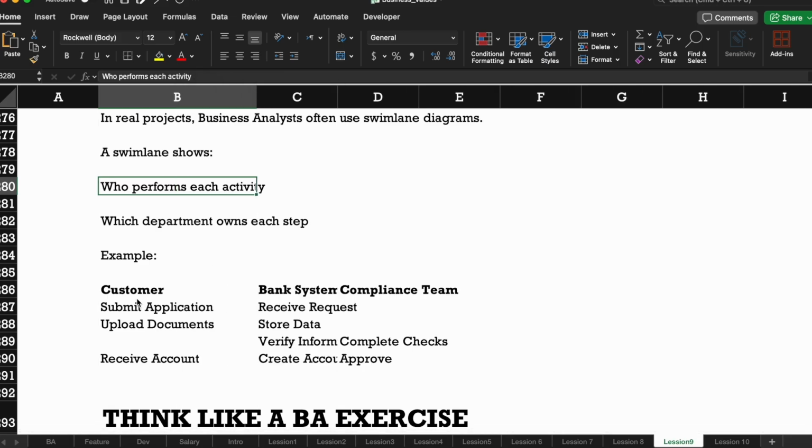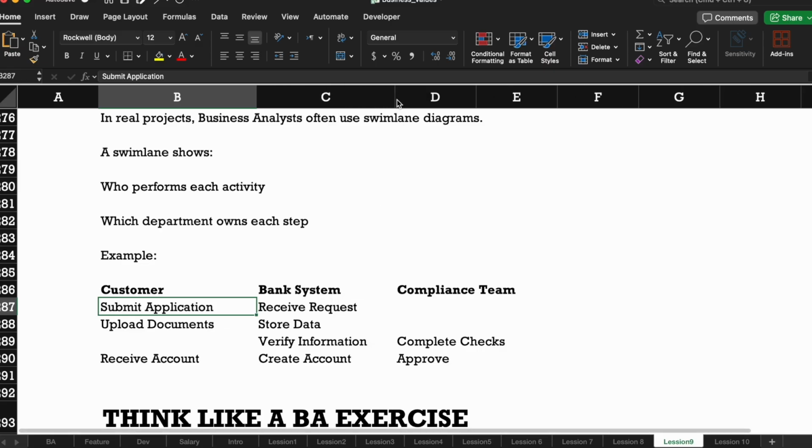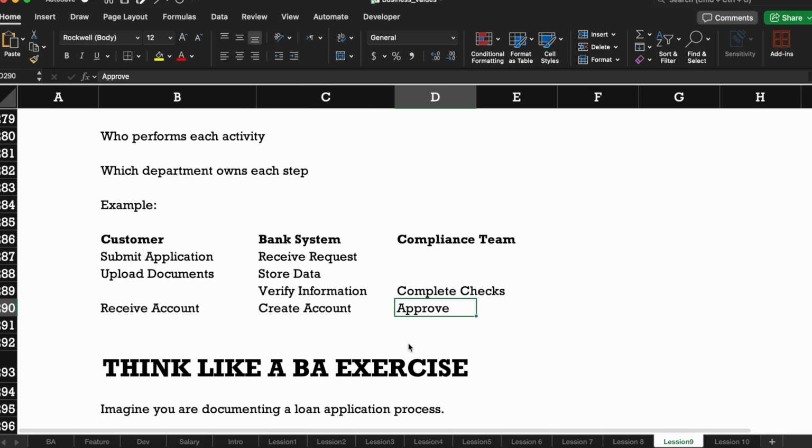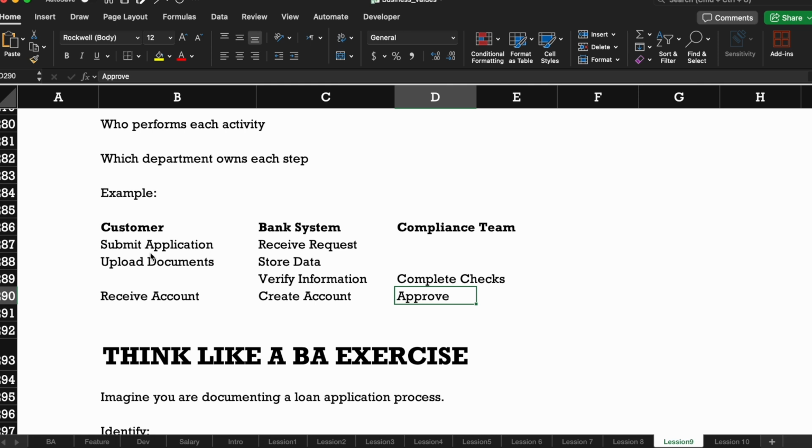Okay, so customer submits application, bank system, compliance team here. Bank system receives request, uploads documents, stores data, and verifies information. Customer receives account, account is created, and approved by the compliance team. Okay, so each category, each component has a different role and different responsibility. So customer will do this action, bank system does this action, compliance does these actions.